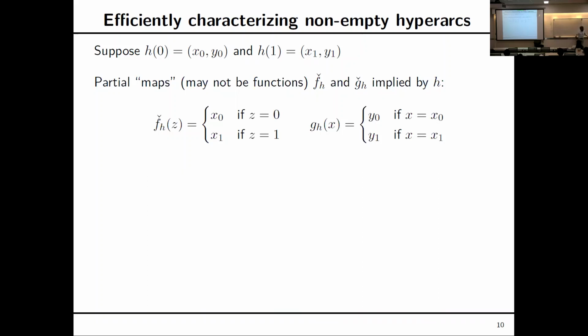Let's create these functions, f check and g check. I don't want to call them functions. Let's say partial maps that are consistent with this hyperarc H. So f check would say H of Z should be x0 if Z is equal to 0, x1 if Z is equal to 1. G check of X, the check is missing there, there should have been a check on top of that, says that if X is equal to x0, I want the output to be y0. If X is equal to x1, then I want the output to be y1.